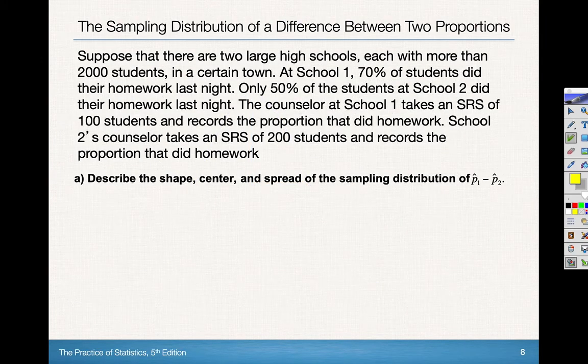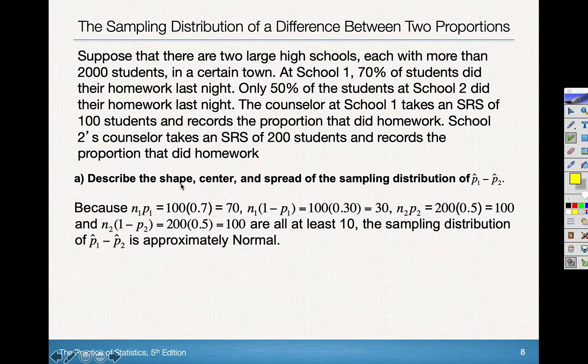Here we go. We saw this. So now we're using the same high schools, the same homeworks. In high school 1, we had a sample size of 100 and a sample p-hat of 70. So I check N1 P1, 70; N1 times 1 minus P1, 30; N2 P2, 200 times 0.5; and N2 times 1 minus P2. And they are all at least 10. So we have to check all 4.